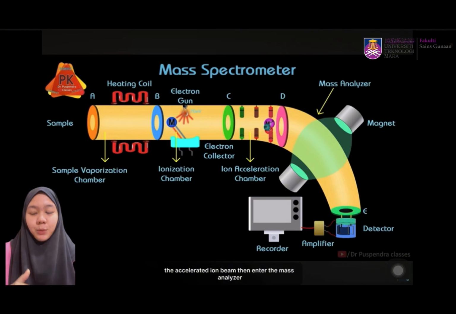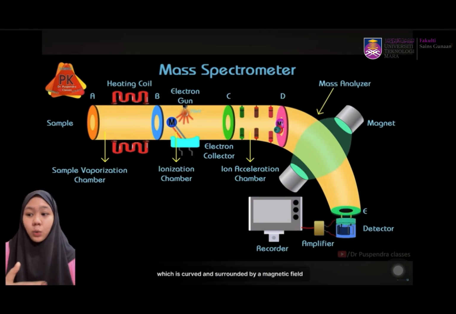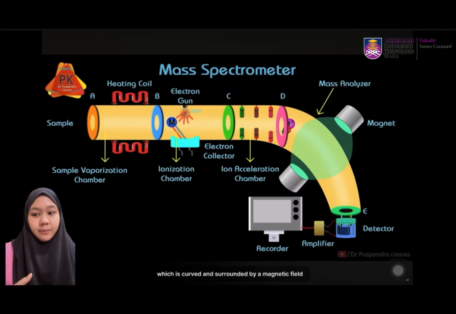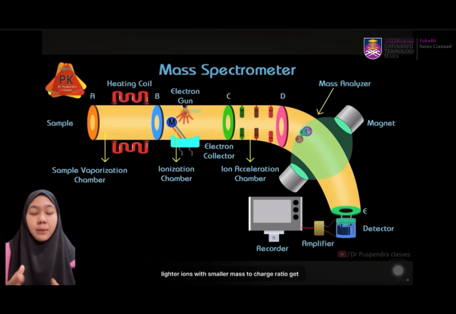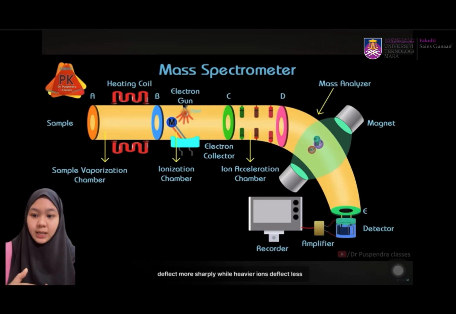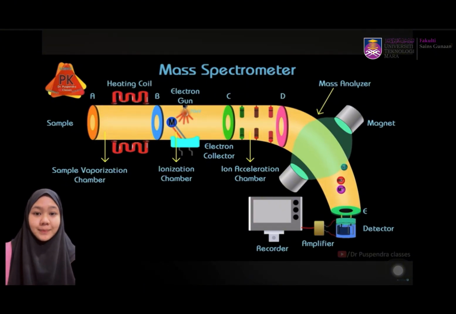The accelerated ion beam then enters the mass analyzer, which is curved and surrounded by a magnetic field. As the ions pass through, the magnetic field deflects their path. Lighter ions with smaller mass to charge ratio get deflected more sharply, while heavier ions deflect less. This is how the instrument separates ions based on their mass to charge ratio.